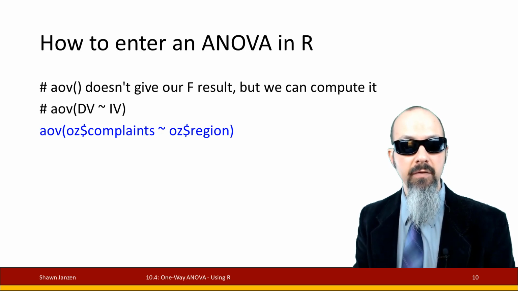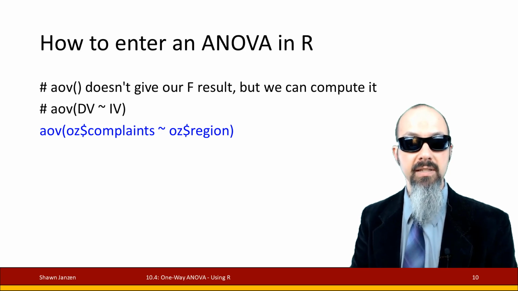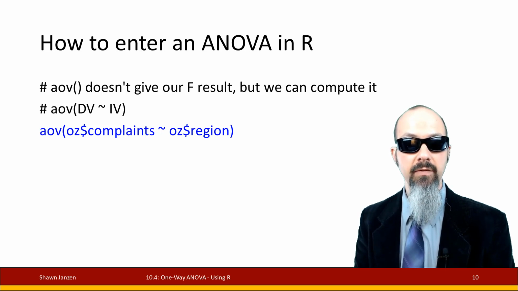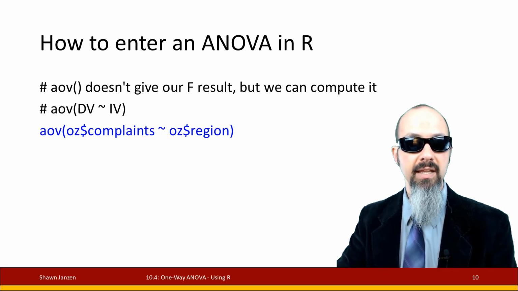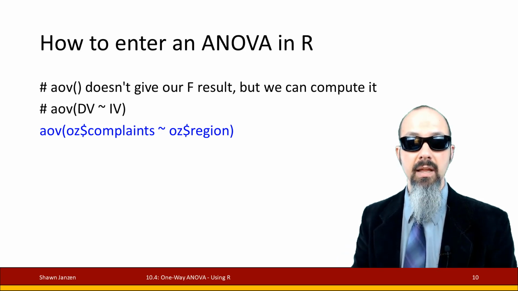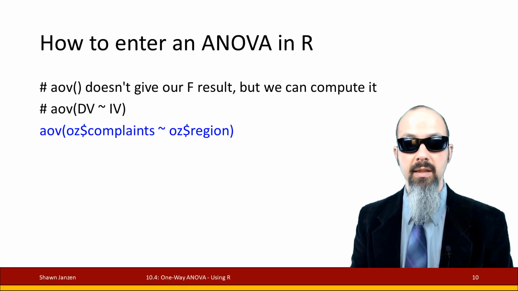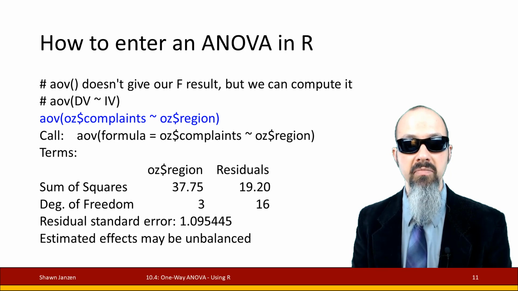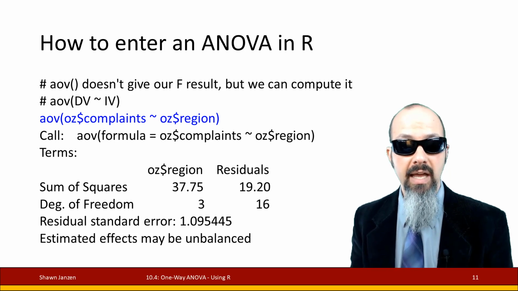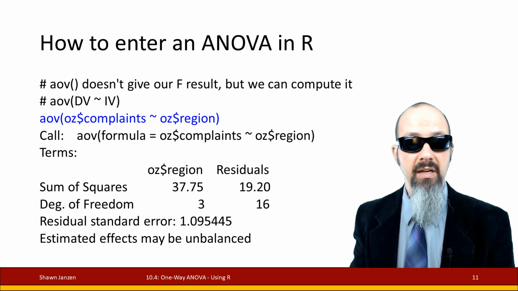And inside the AOV, I put, just like I did with the Levene's test, my DV tilde my IV. So in this case, I do AOV on the complaints, tilde, the region. All of these are inside the Oz data set. And that's going to go ahead and give me the outputs for the sums of squares and the degrees of freedom. That's nice. It doesn't really give me much more I need from there.